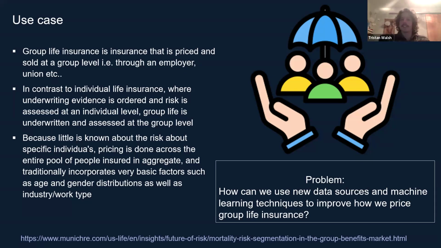The problem, however, is that that's a very simplistic way of looking at it and doesn't really take advantage of all the data that is out there. So the problem is, how can we use new data sources that exist and that we typically leverage on the individual life side to improve how an insurance company can price group insurance products? That's really what's going to guide the case study. It's how we can get more accurate on pricing assumptions by using new data and modeling that.